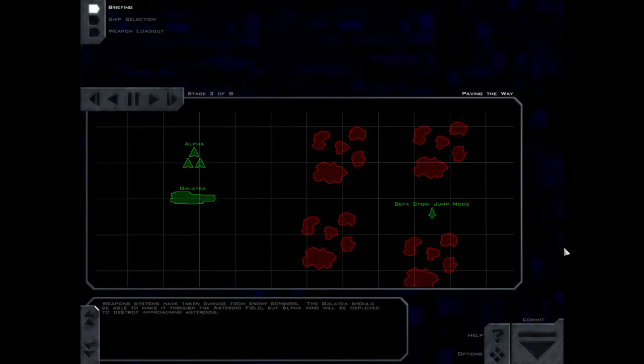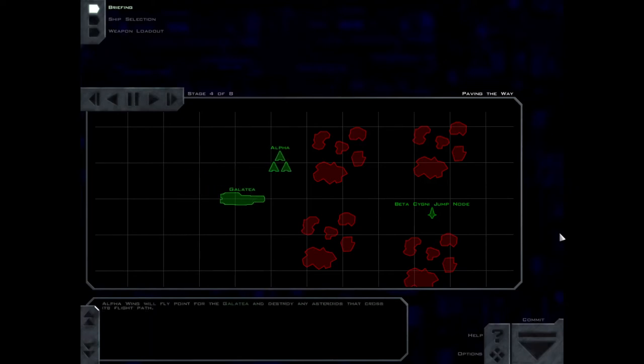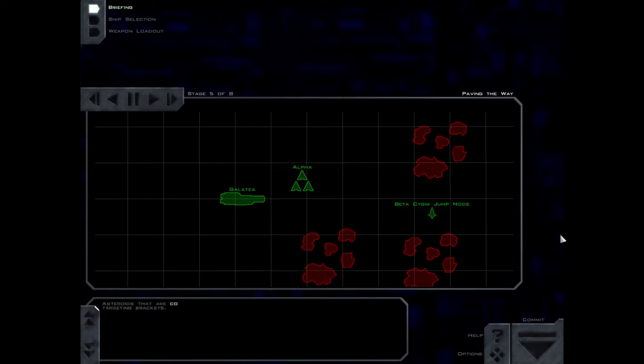Weapon systems have taken damage from enemy bombers. Galatea should be able to make it through the asteroid field, but Alpha Wing will be deployed to destroy approaching asteroids. Alpha Wing will fly point for the Galatea and destroy any asteroids that cross its flight path. Asteroids that are considered a threat to the Galatea will be marked by white targeting brackets. Destroy these asteroids first.